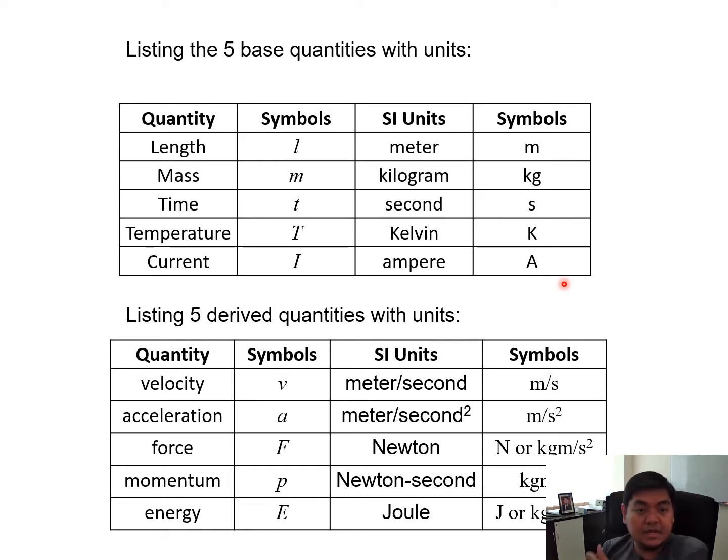From these base quantities we can actually derive a few derived quantities. So that is how we get the definitions of derived quantities from the 5 base quantities. So we can derive velocity, acceleration, maybe force, momentum, or energy.